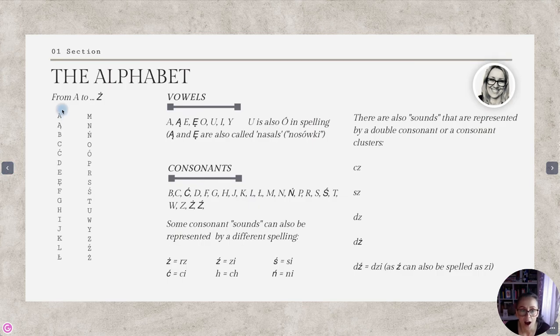So, A, Ą, B, C, Ć, D, E, Ę, F, G, H, I, J, K, L, Ł, M, N, Ń, O, Ó, P, R, S, Ś, T, U, W, Y, Z, Ź, Ż. And I read those letters as we pronounce them, as sounds, okay?